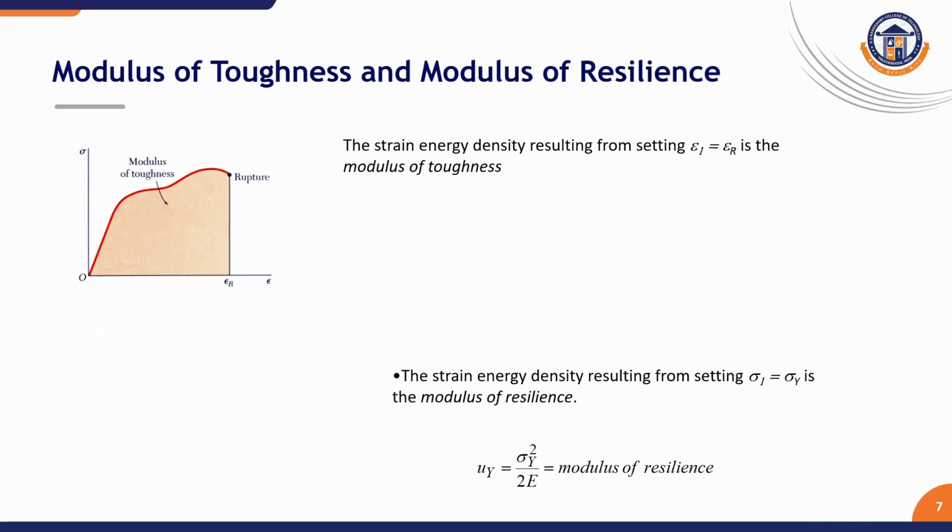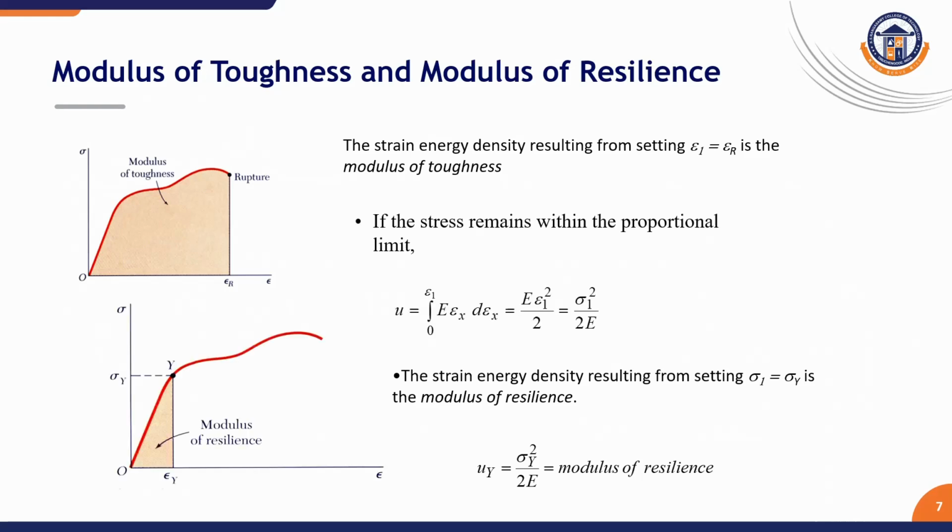So, resilience can be said as U equal to sigma y squared divided by 2E, that is, up to the yield point, whereas toughness is given by the total strain energy up to fracture. You can see in these equations that if the stresses remain within the proportional limit, we can get U equal to sigma 1 squared divided by 2E, and for the modulus of resilience, Uy equal to sigma y squared divided by 2E, up to the yield point.